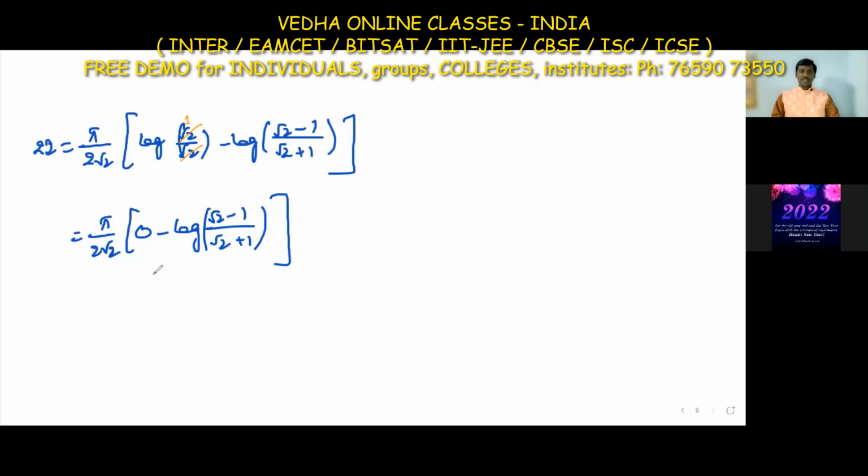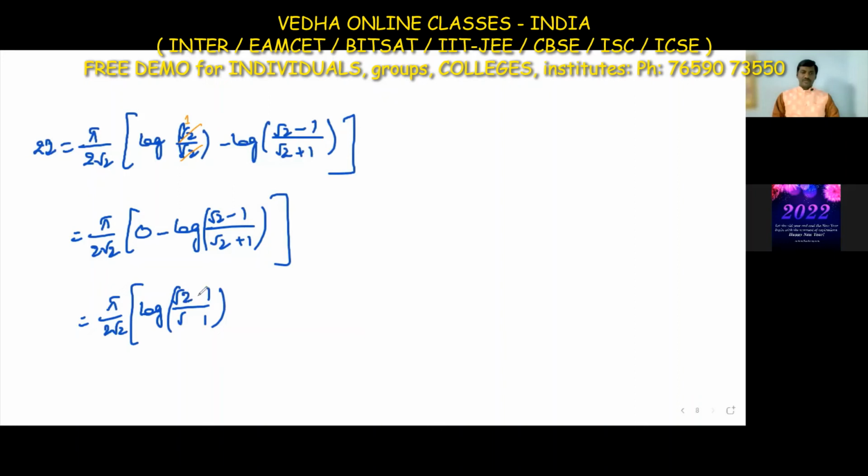Now here there is a negative sign. That minus we can make positive. When we interchange the fraction, that means log of root 2 plus 1 in the numerator and root 2 minus 1 in the denominator, so that this minus becomes plus. Or this minus we can write in the numerator. We can write it like this also. If you want, I'll take one more step here.